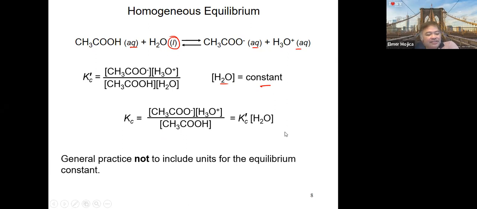It is also general practice that you don't include any units for the equilibrium constant. So we could say Kc is just a ratio of the products over the reactants. It doesn't have any units. Is that clear? So far, so good?